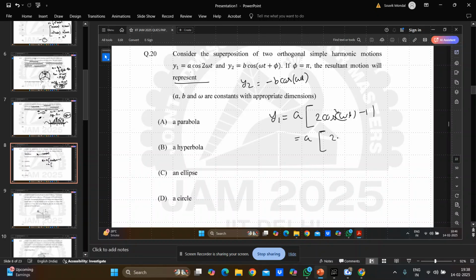So 2 cos square omega t is y2 square by b square minus 1. So what is this equation? It is something like y squared is equal to 4ax plus b into some constant. Okay, so this is like a parabolic equation.